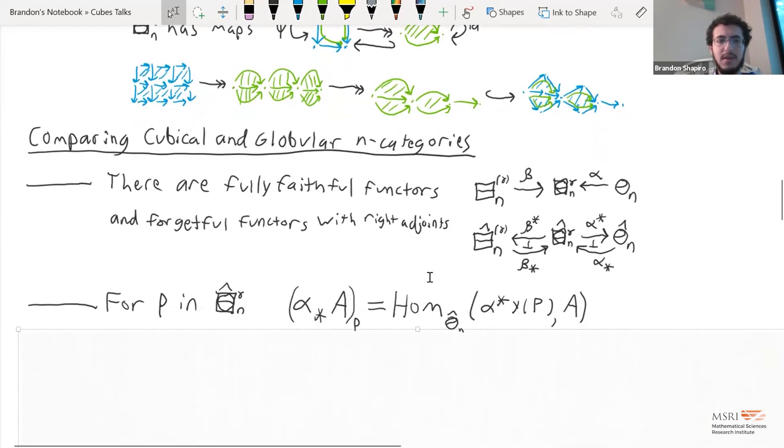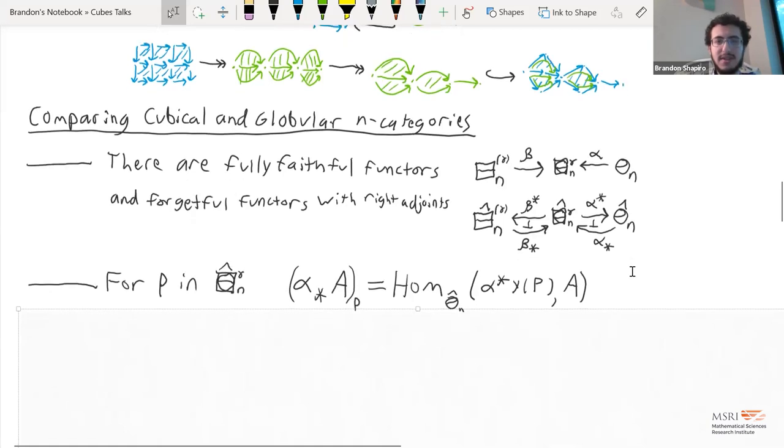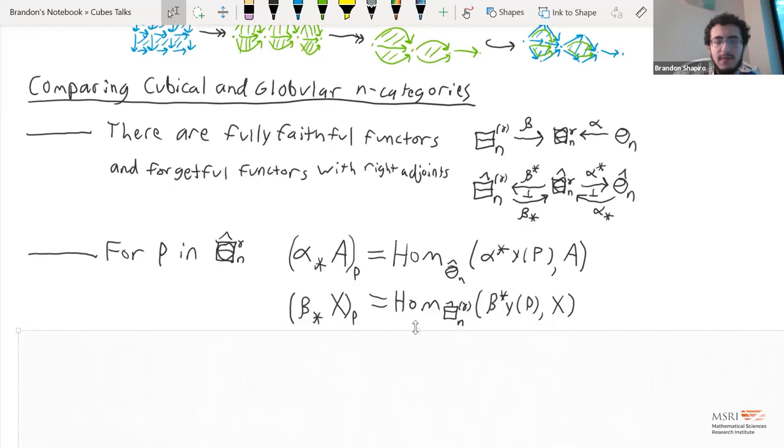Furthermore, we can immediately see that, first of all, how do we define these right adjoints? Recall that the general way of doing this is that if we have an object in the circle square version, which I'll call P, then we define the right adjoint of alpha upper star, the forgetful functor, as having, as its P component, maps in theta n sets from alpha upper star of the representable at P into A. And I'll draw some pictures for this in a minute. And the same goes for beta lower star.